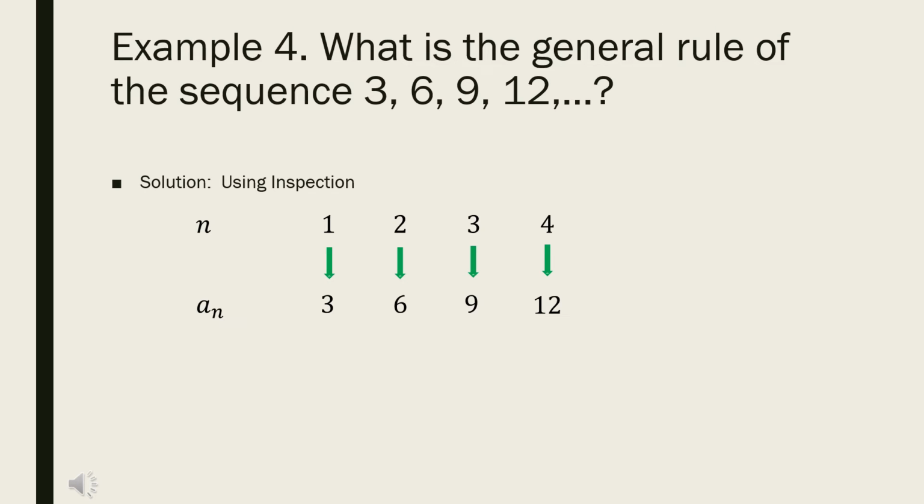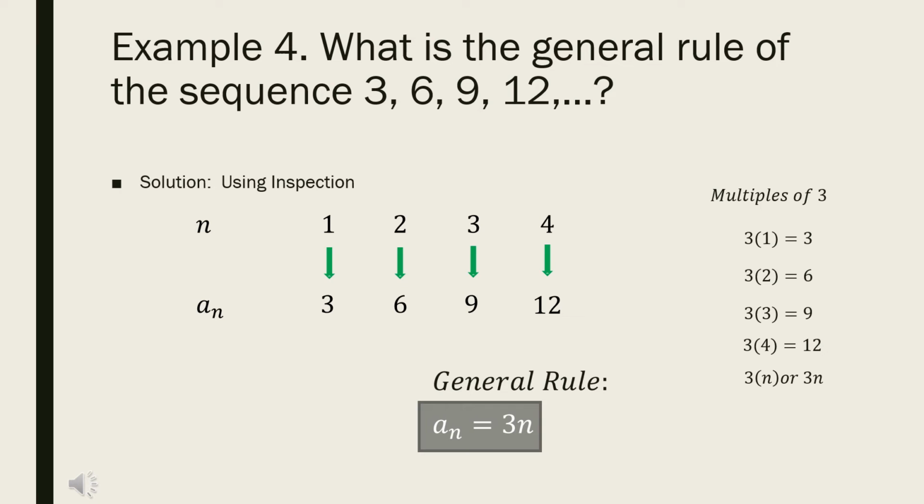Using inspection, take note that we are going to establish the pattern from n up to a sub n. Here we can see that each and every term is a multiple of 3, or we can find a sub n by multiplying the number of the term times 3. So we have 3 times 1 is 3, 3 times 2 is 6, 3 times 3 is 9, 3 times 4 is 12, and so on. So if we have n, we have 3 times n, and that is just 3n. So the general rule is a sub n is equal to 3n.